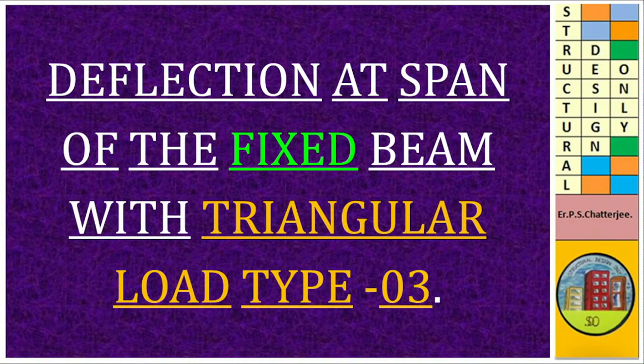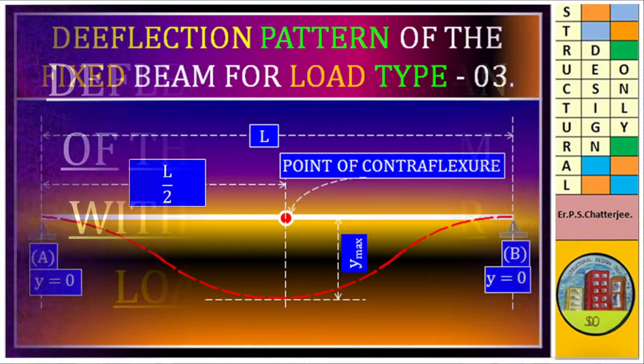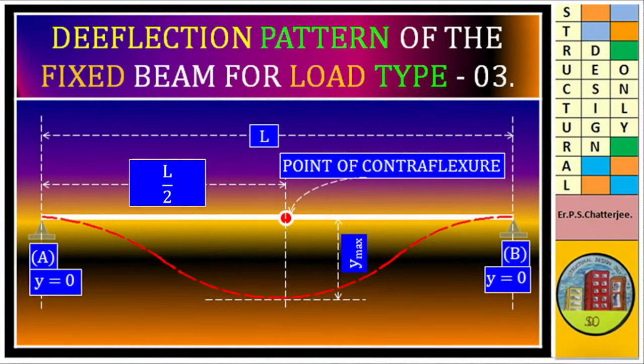Deflection at span of the fixed beam with triangular load type 3. Deflection pattern of the fixed beam for load type 3. This is the deflection pattern. Maximum deflection will occur at the center of the beam, which is also the point of contraflexure for this type of beam.